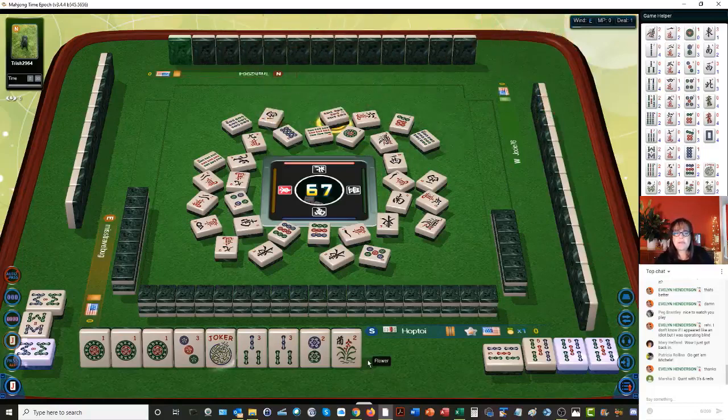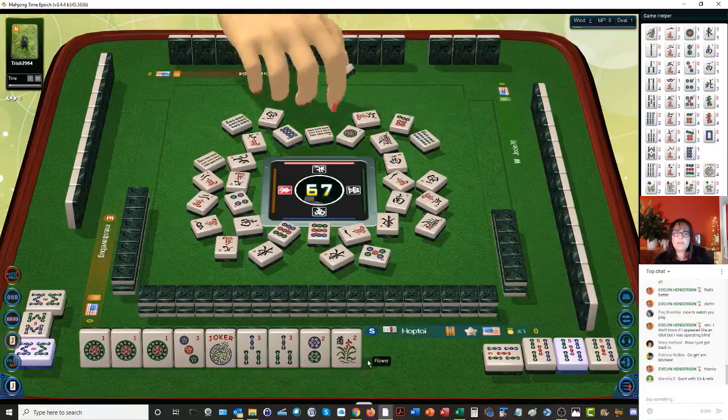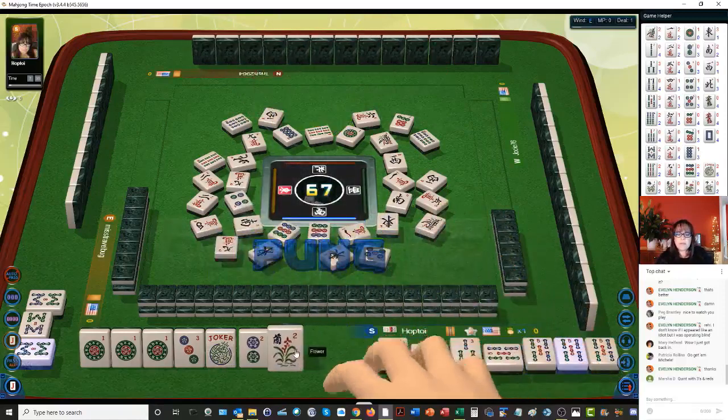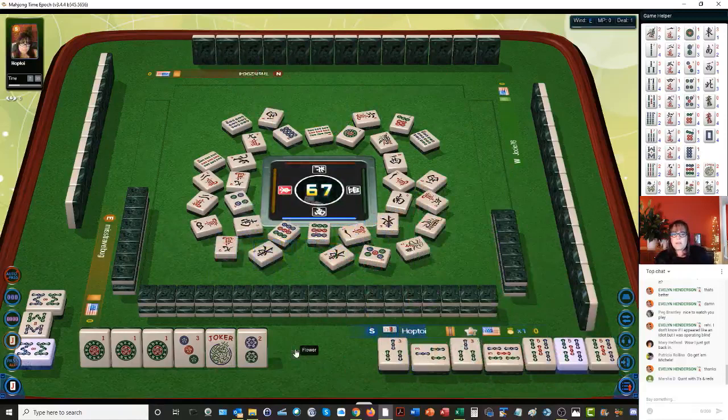There's jokers, five bamboos there. Oh, they got one. They got one. We're playing the second hand down, 1, 3, 3, 5. So we'll pung that. Pung. All right. Orchid. So we need a joker or a three dot, and we'll be ready to win.